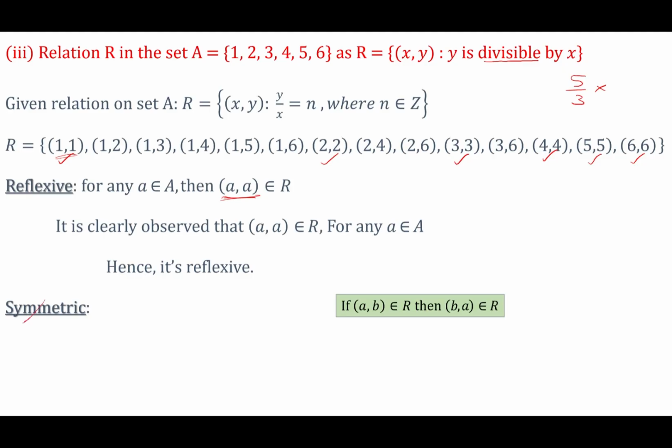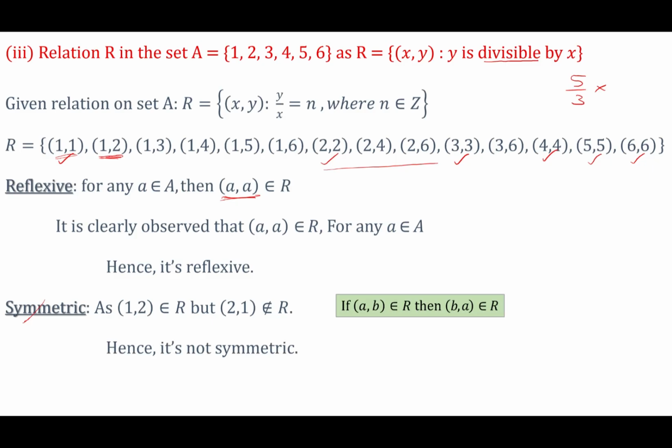So I need to check one by one. (1, 2) is there, (2, 1) is not there. If (2, 1) is not here, I don't need to check any other ordered pair. This is not a symmetric relation because (1, 2) is there, but (2, 1) is not there in my relation. So it is not a symmetric relation.